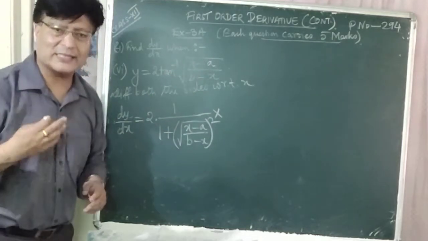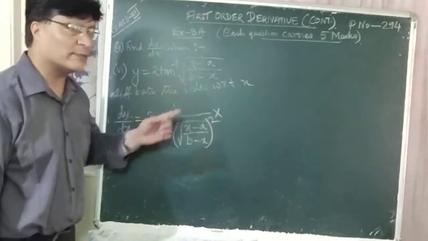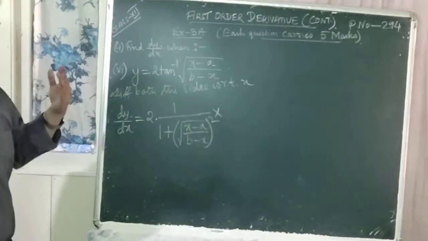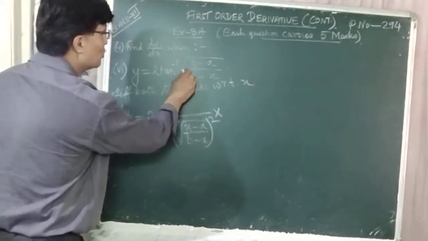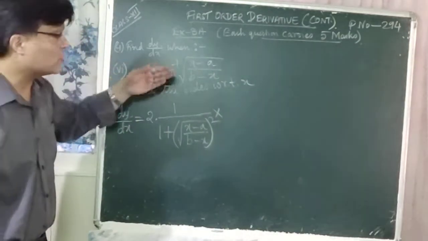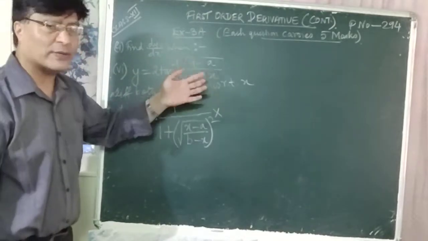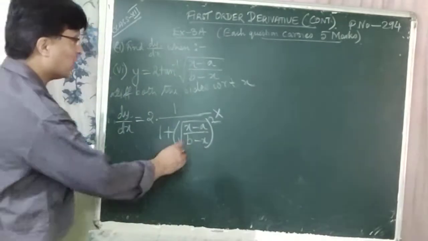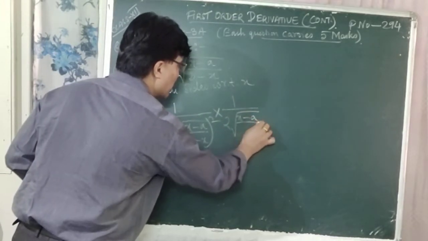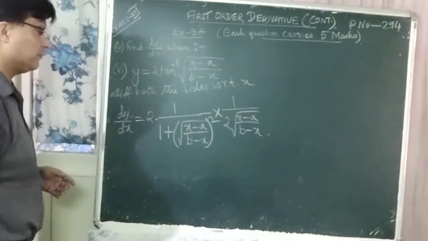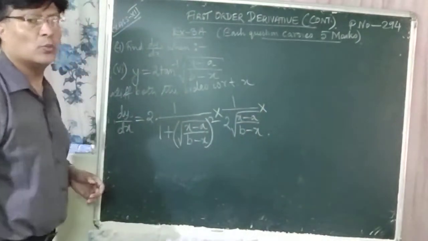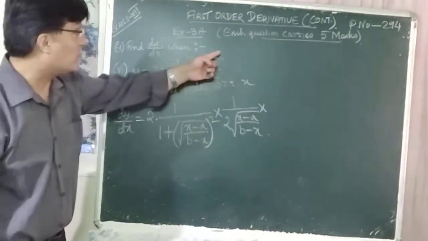Here you take x as root under x minus a divided by b minus x. Again you have to differentiate the term which is assumed as x. That is, this root over x minus a upon b minus x was assumed as x. Also you have to differentiate it. So it is just like your root over x form again. What is the differentiation of root over x? It is 1 upon 2 root over x minus a upon b minus x. Is that clear?